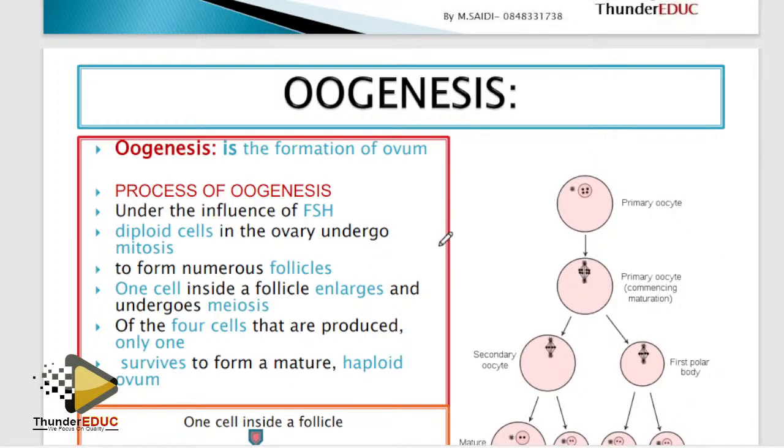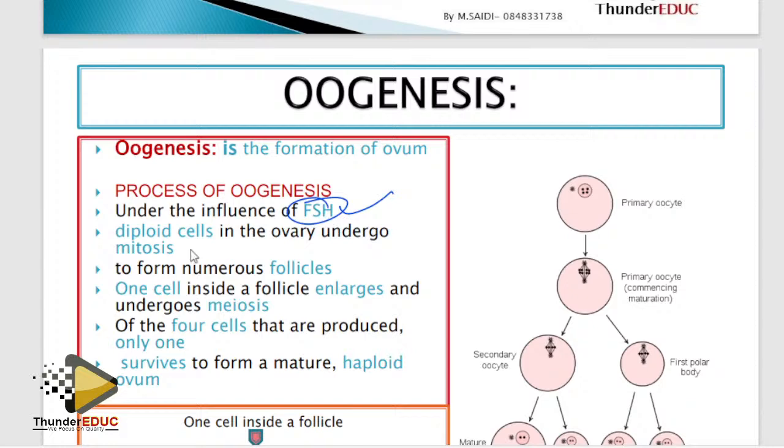Oogenesis. What are you talking about on oogenesis? Same story. Don't waste time with too much information in your books and end up cracking your head. We're not looking for that. This is what we are looking for. Formation of the ovum, oogenesis, a process under the influence of FSH, the diploid cell. Don't use FSH when it's terminologies. If it's terminologies, please don't use FSH. Say follicle stimulating hormone. But if it's not terminology, it's cool.